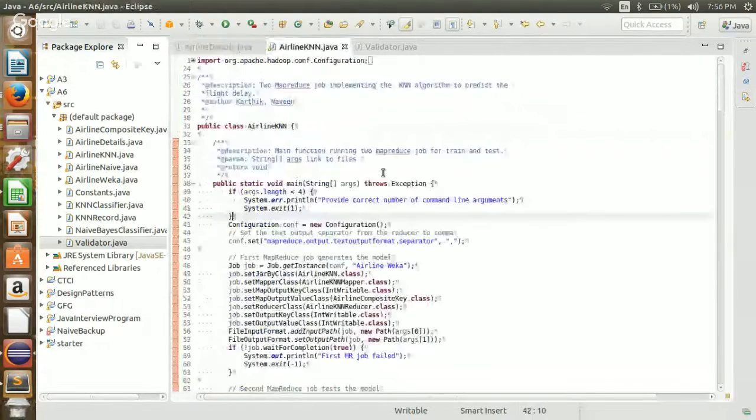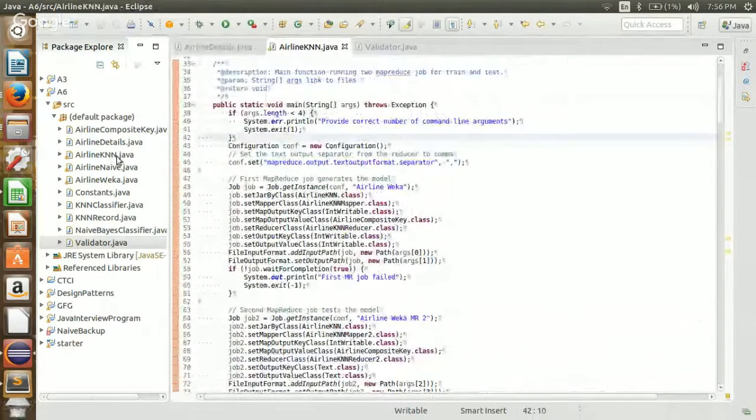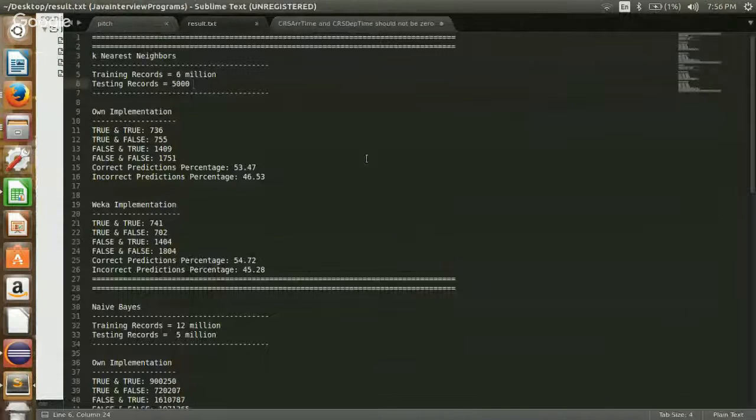We are using two MapReduce jobs, one to train and one to test. We are using KNN and naive Bayes, and also comparing them with the Weka KNN and naive Bayes to test the accuracy. And these are some of our outputs right now.